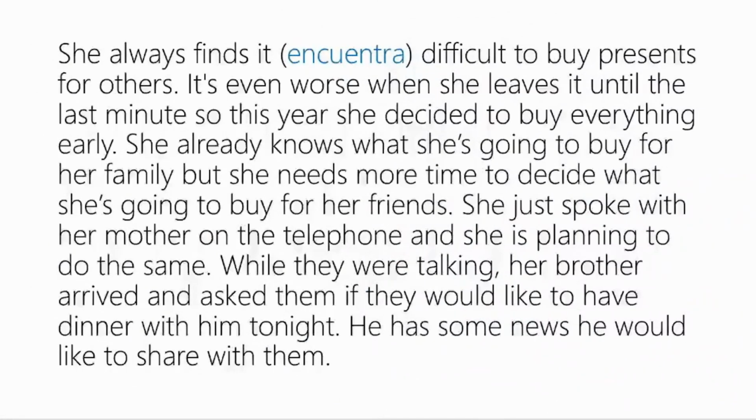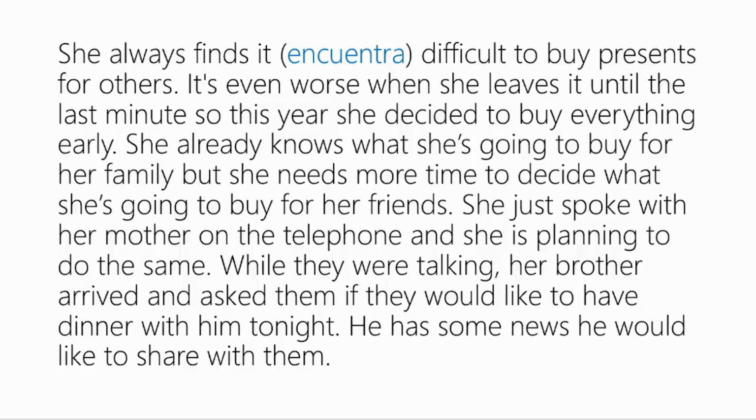We'll change angles now to the viewpoint of she. So she always finds it difficult. The sound here will be encuentra. Remember in the last one for I find was encuentro, but she finds, encuentra. So she always finds it difficult to buy presents for others. It's even worse when she leaves it until the last minute. So this year she decided to buy everything early.